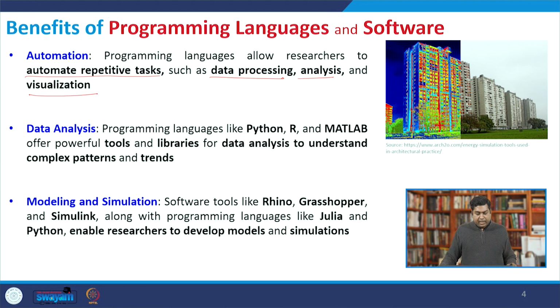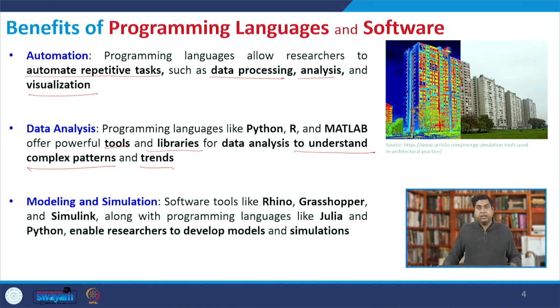Coming to data analysis, there are programming languages like Python, R, MATLAB, and many more. I name these three because they are very frequently used by researchers, not only in planning and architecture, but in all disciplines. Python, R and MATLAB offer powerful tools and libraries for data analysis to understand complex patterns and trends. Not only the platform, but also an extensive library: developers have already made libraries and prototypes, so you can start from the point where the developer has already demonstrated, and then customize it as per your need.